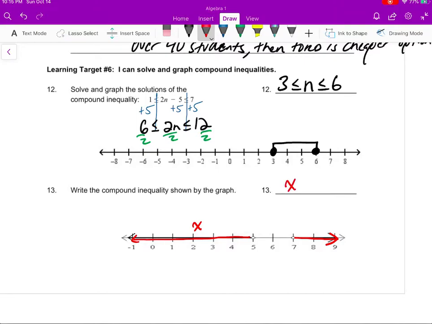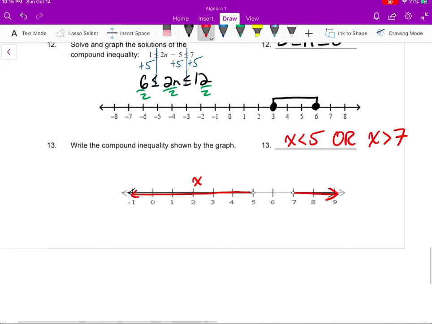Well, I just write them as 2 separate inequalities. So x is less than 5, or x is greater than 7. And it's not equal to because both have an empty circle.